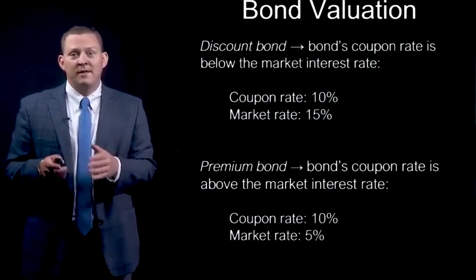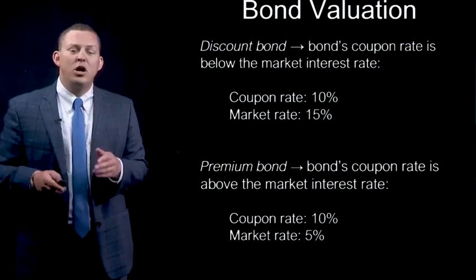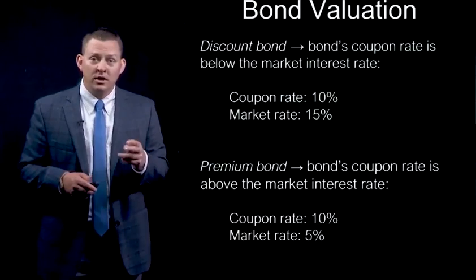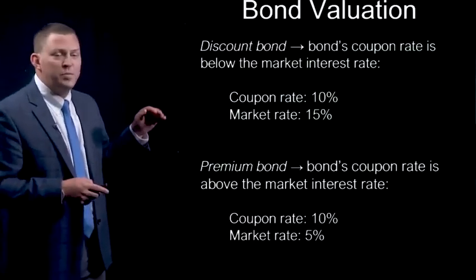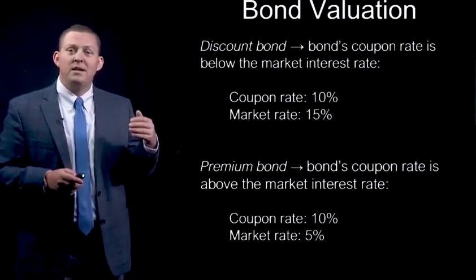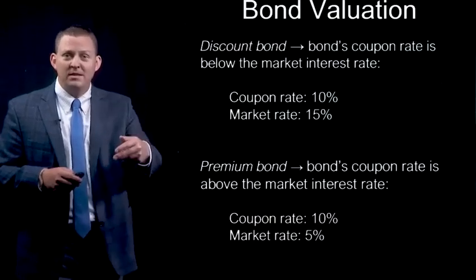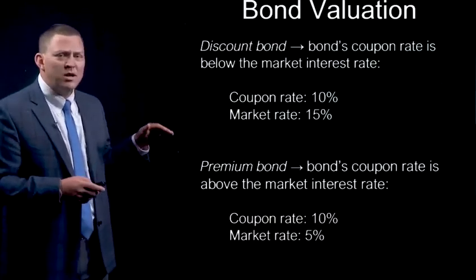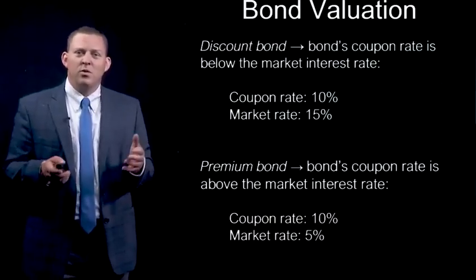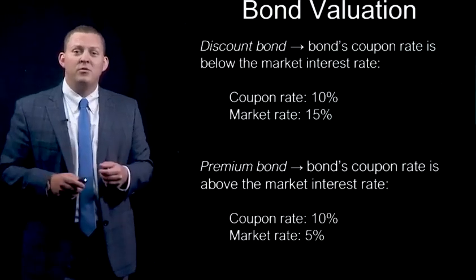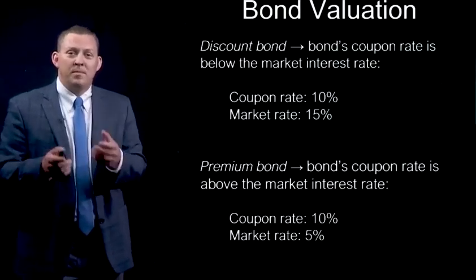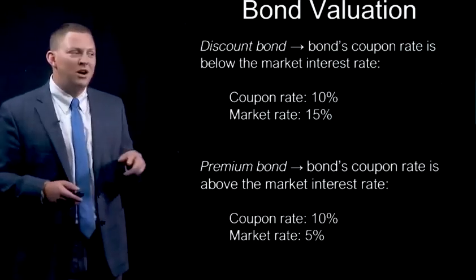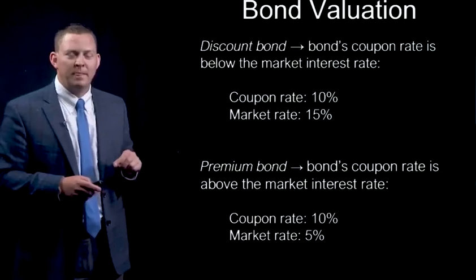What this means is that for a discount bond, the bond's coupon rate is below the market interest rate. Look at this example. If the bond's coupon rate is 10%, that means it's making interest payments in a specified manner at 10%, but the prevailing rate in the market is 15%. So in order to adjust that the value would be equal, the price of the bond itself would be lowered, sold at a discount to compensate for the lower coupon rate.